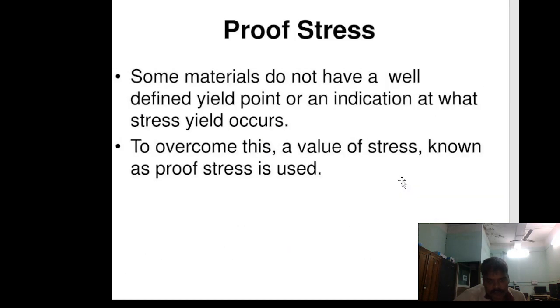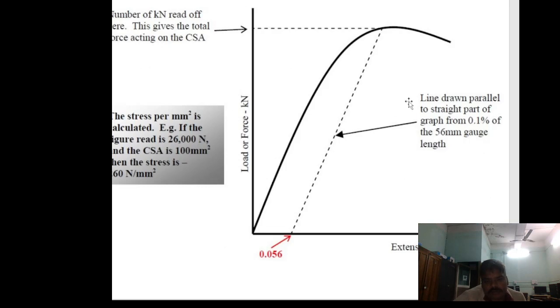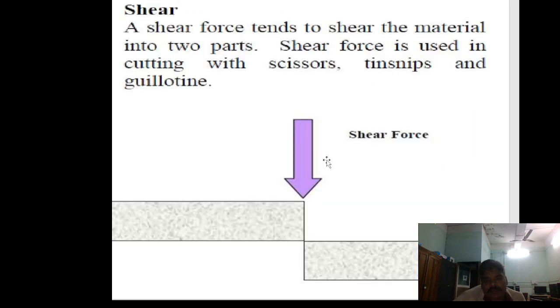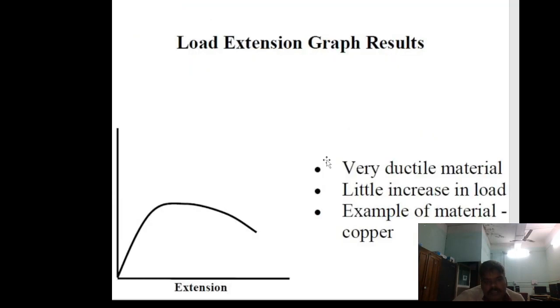So why is this proof stress required? Some materials do not have a well-defined yield point or an indication at what stress yield occurs. To overcome this, a value of stress known as proof stress is used. Reading proof stress from a stress strain curve. This is a shear testing. A shear force tends to shear the material into two parts. Shear force is used in cutting with scissors, tin snips, and a guillotine. Here is the shear testing load extension graph result.